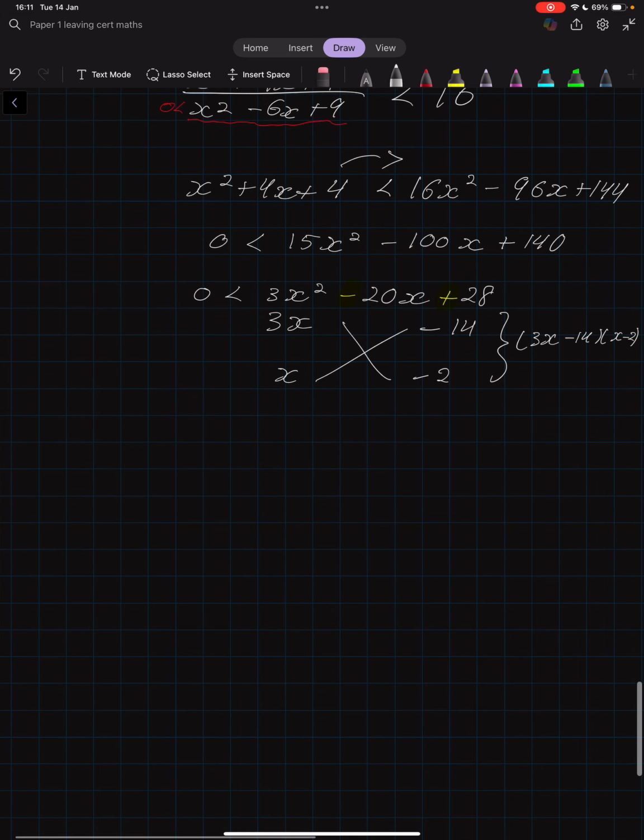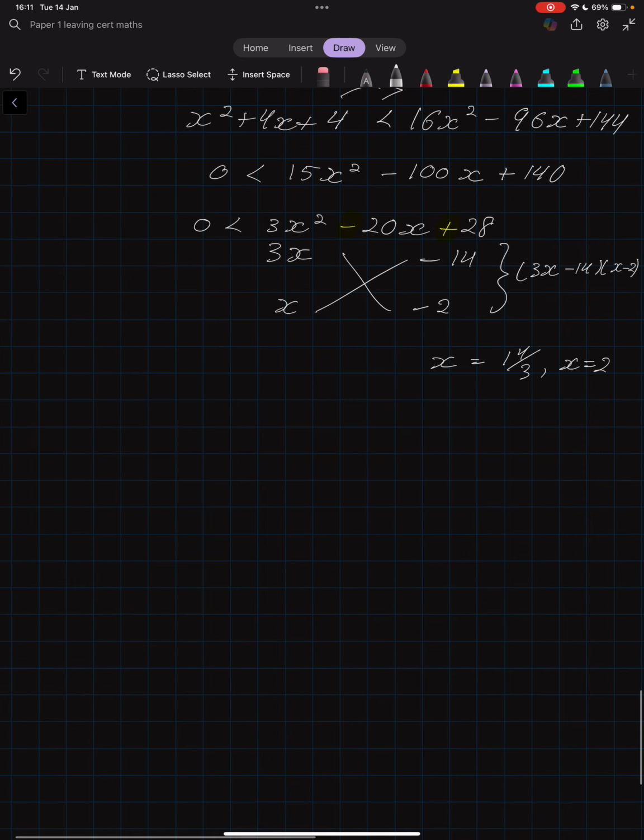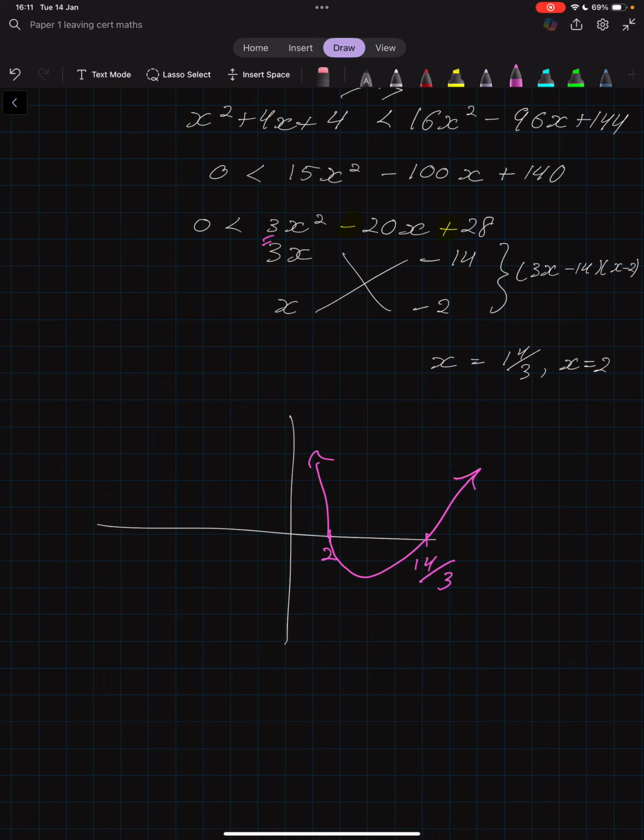So that means that we get x equals 14 over 3 and x equals 2. Those are your two roots of the equation. So again, draw this out quickly. It's going to be 2 and 14 over 3, which is basically 5. Again, the number in front of the x squared is positive and therefore it's upward facing, and you want it to be greater than 0. So you want this and this.